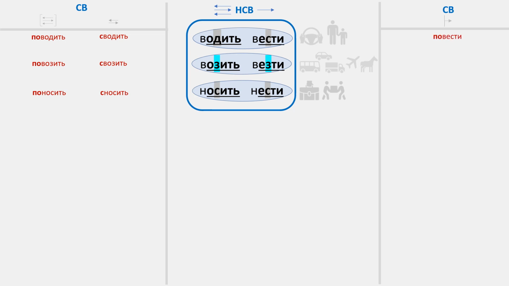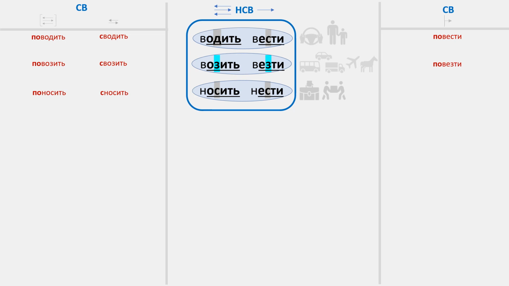Повести is the perfective, the S verb form of вести. He set out from home with his child to accompany them to school. They just left home and now are on the way to school. Он повел ребенка в школу.